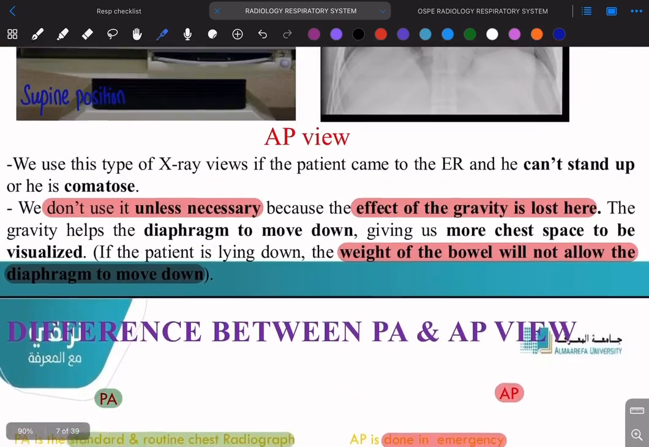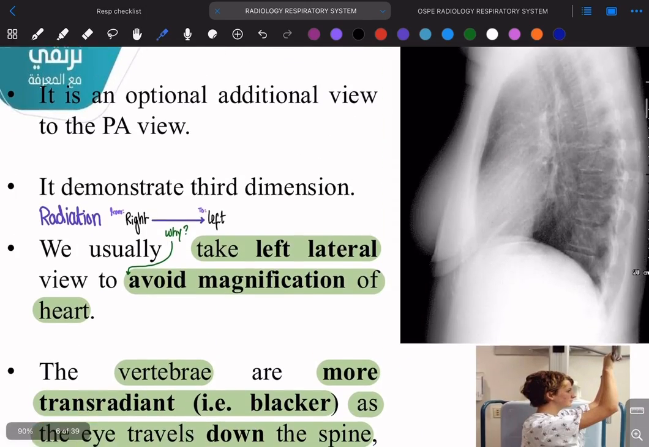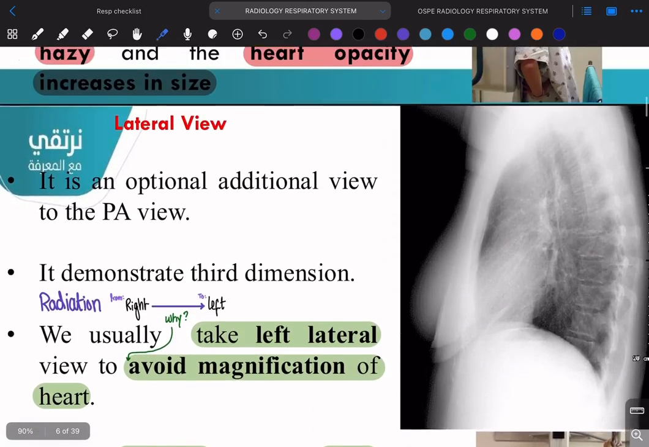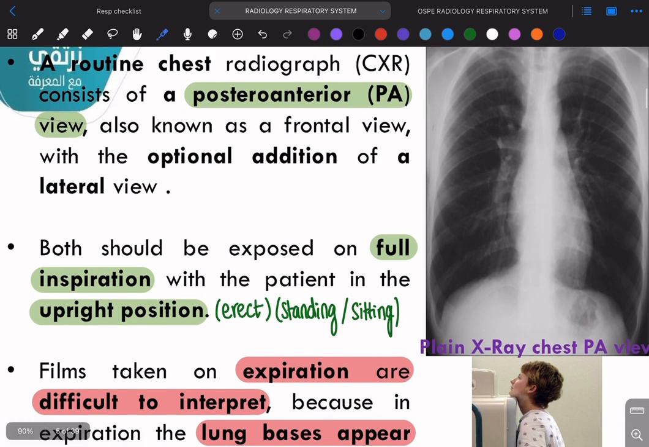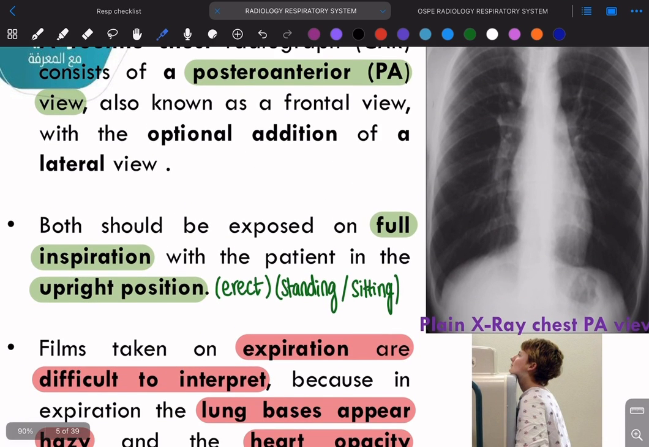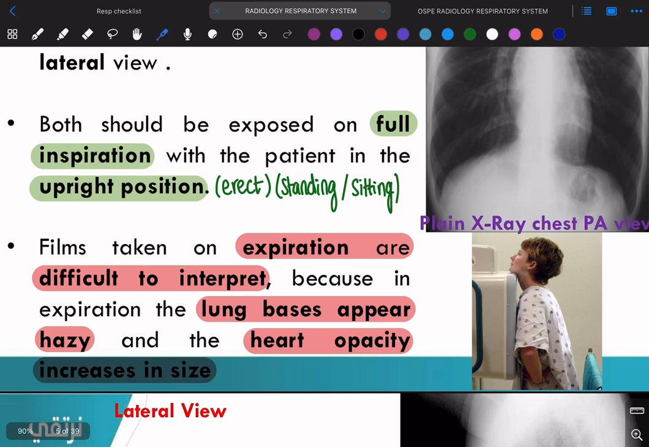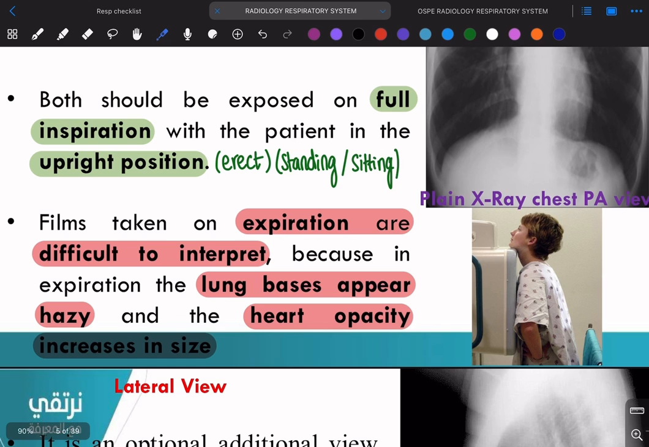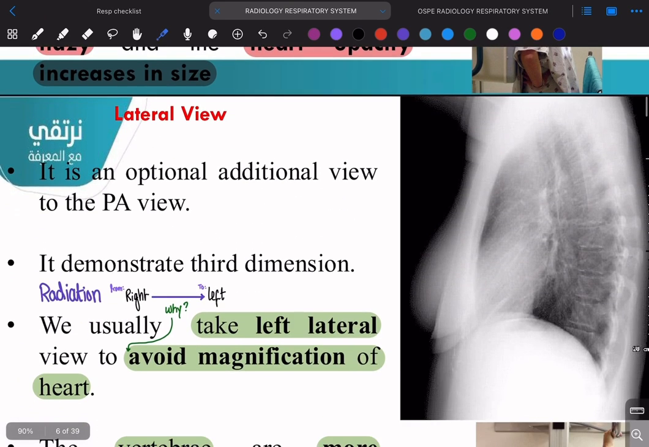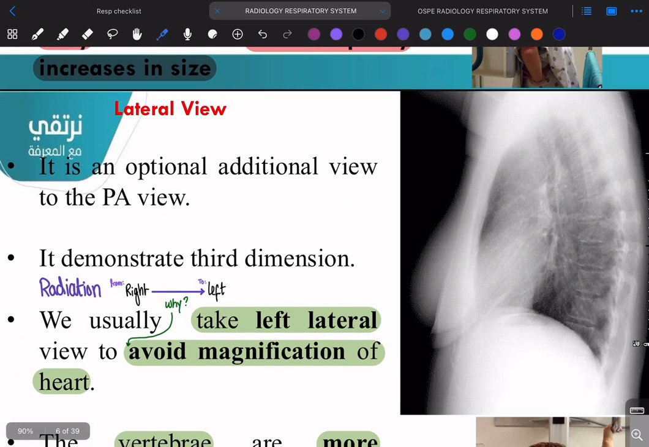So we said that the first and most important view is the PA view, which is the posterior anterior view, and the patient has to be in upright position, erect, standing or sitting, and they have to fully inspire air when taking the image, okay? Then we have to avoid expiration because of the two reasons we said, that the lung base is going to appear hazy and the heart opacity increases in size. Okay?